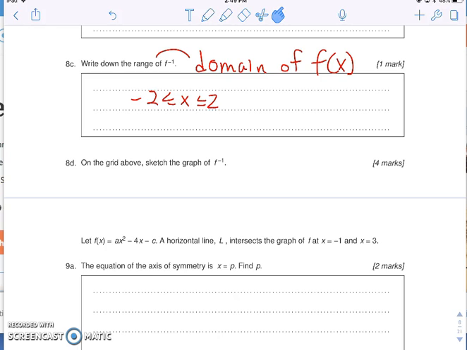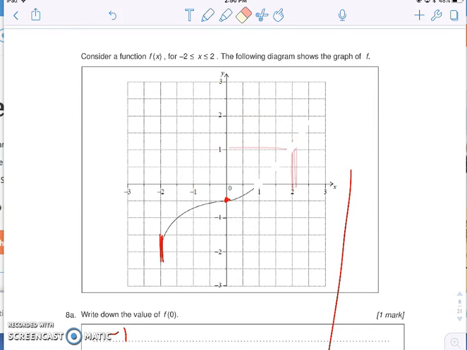And the last one, on the graph above, sketch the graph of the inverse. Again, we have to switch some x and y's. This is 2, 1, so it becomes 1, 2. So that would be right here. This is 1, 0, so 0, 1. 0, negative 1, so negative 1, 0. Right here's a good one: negative 1.5, negative 1, so negative 1, negative 1.5. And negative 2, 2 would end right there.